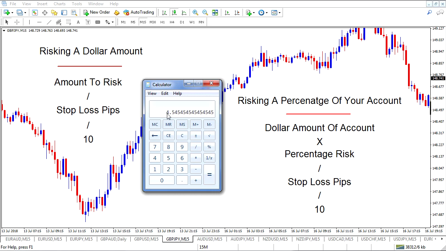So I'm going to be risking $4.54 or 55 cents per pip on this trade. So from here, I'll just go divided by 10. And what this does is give me the trade size that I want to put on. I want to put on 0.45 lots as a trade size. It is really that simple. The amount that you want to risk on the trade divided by how many pips the stop loss is divided by 10 gives you the lot size.